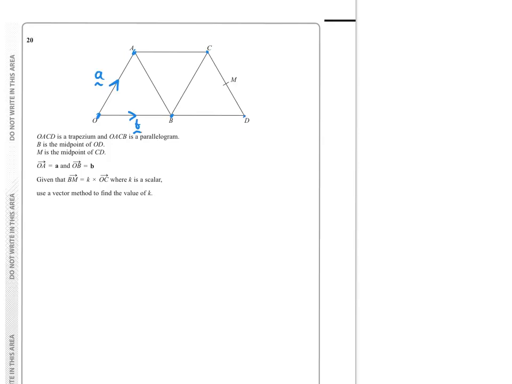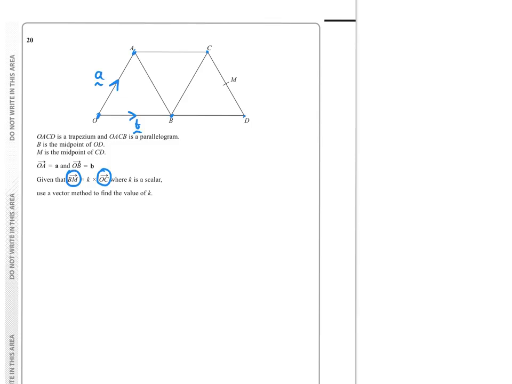Now, given that BM is some multiple of OC, where k is a scalar, just a scalar just means a number without any dimensions. It's certainly not a vector, so it's just a number. So use a vector method to find the value of k. So we've got to try and find BM, OC, and see how they differ from each other.